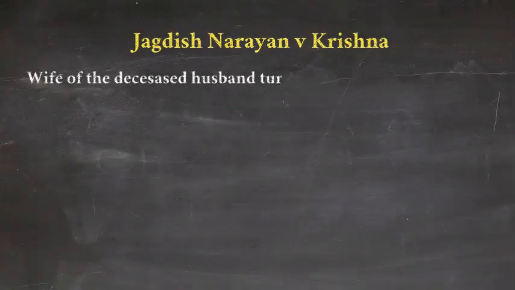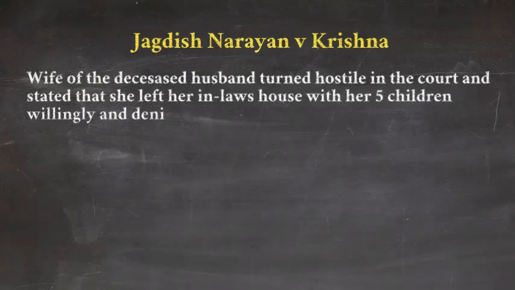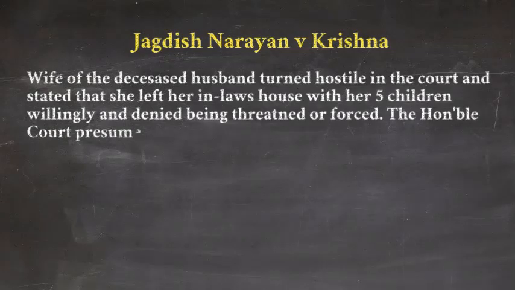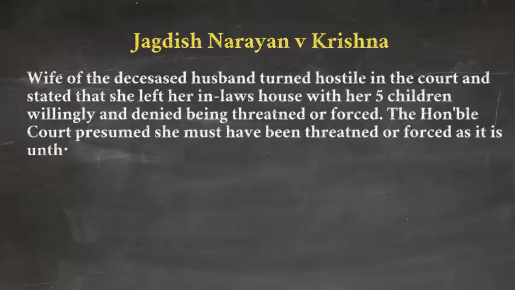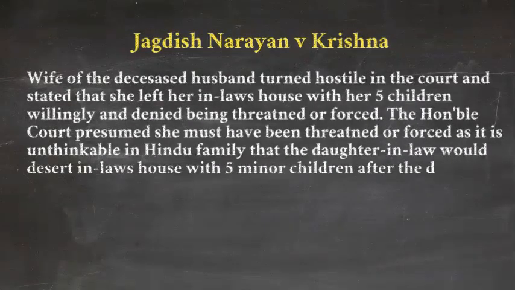In the case of Jagdish Narayan versus Krishna, the wife of the deceased husband turned hostile in the court and stated that she left her in-laws' house with her 5 minor children willingly and denied being threatened or forced. The Honorable Court presumed that she must have been threatened or forced, as it is unthinkable in a Hindu family that a daughter-in-law would desert her in-laws' house with 5 minor children after the death of her husband. This clearly shows that the word "may" grants discretion to the court to presume facts based on the matter of the case.